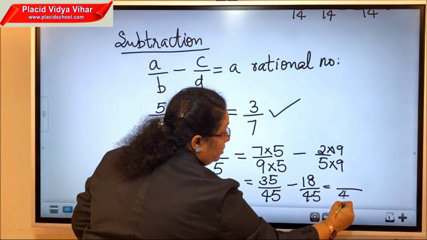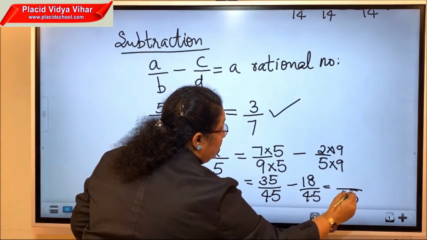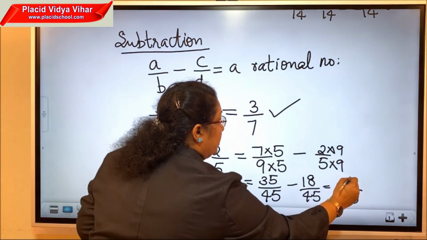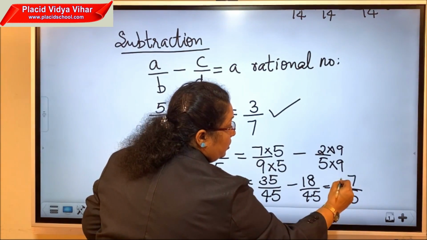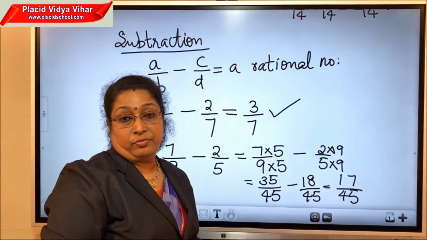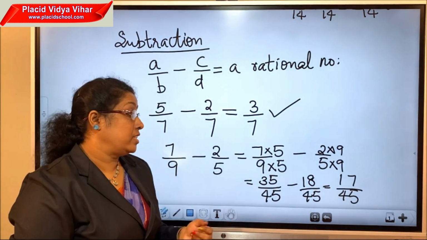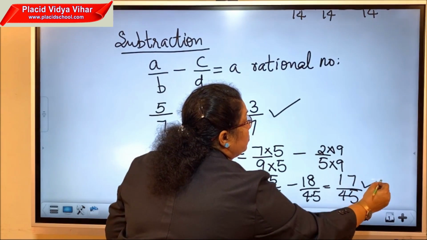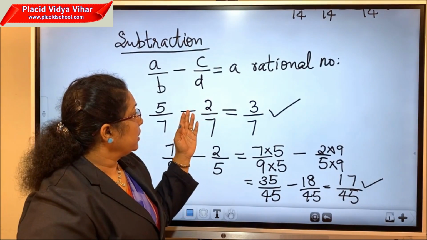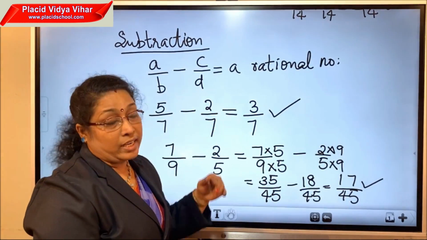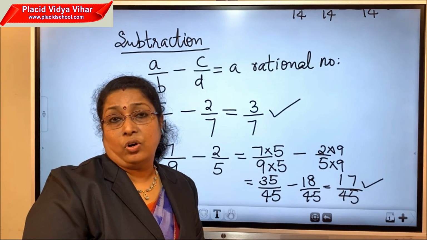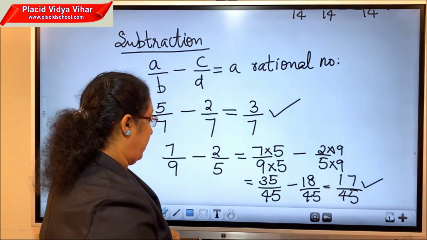So what is the answer? Denominator is 45. 35 minus 18. It is 17. So 17 by 45 is also a rational number. So in these two cases, we saw that subtraction for rational numbers is closed. Next, we can check for multiplication.